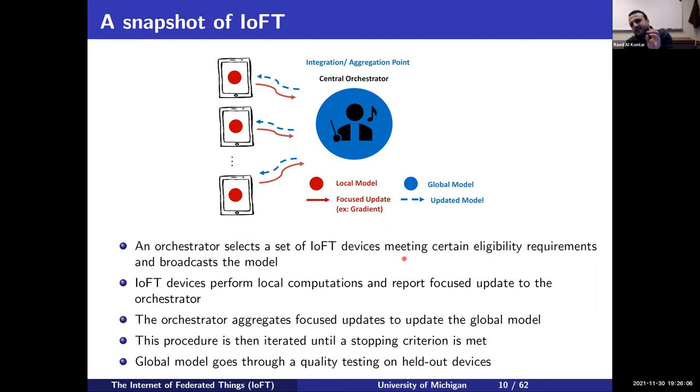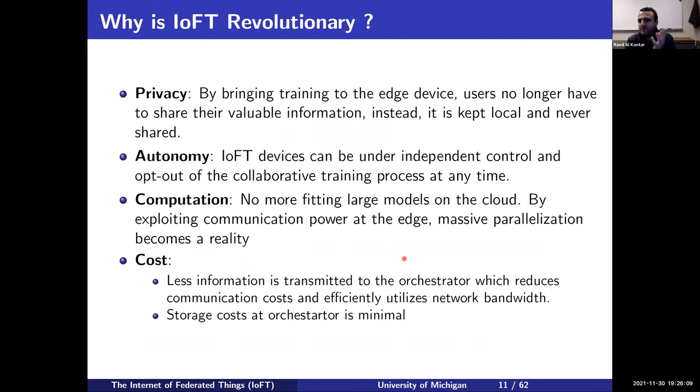So this idea is actually very simple. It's based on just exploiting the compute resources at the edge, but it sets forth many intrinsic advantages. And indeed, it can be revolutionary. So the first advantage, which is very clear, is privacy. By bringing training to the edge, we are no longer sharing our valuable information or our raw data. Instead, it is kept local and never shared. We're sharing just summary statistics. And often in many situations, it's very hard to recover the entire data set just from a summary statistic, from the focused update.